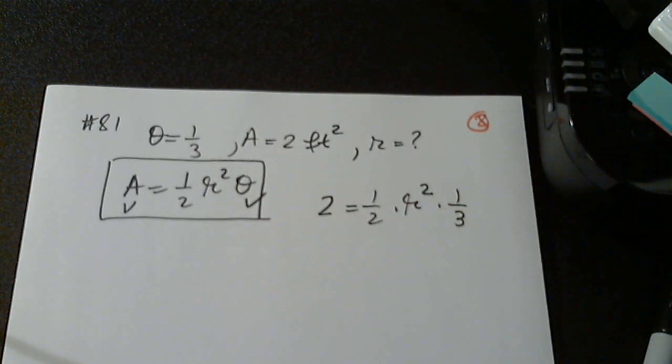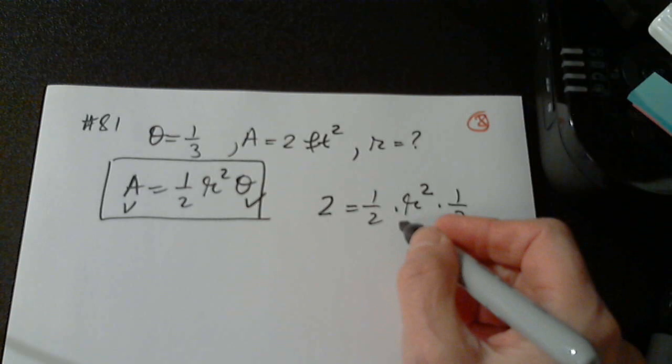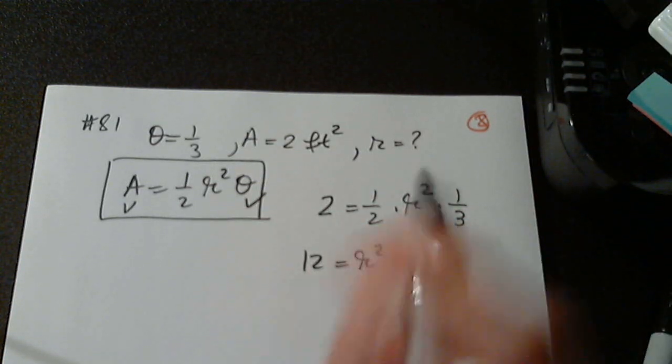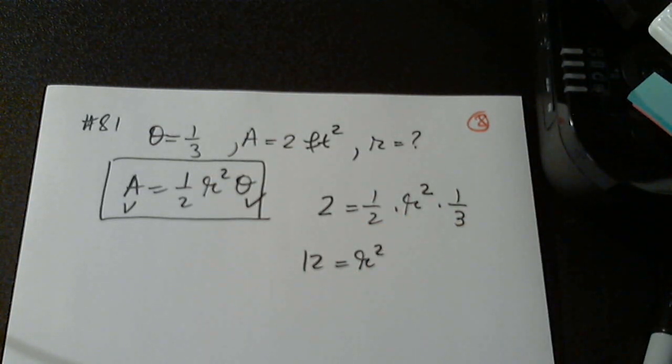So 2 equals 1/2 times r squared times 1/3. What do we do? What will be the first step here towards solving for r? Multiply by 3. Yes, actually by 6. 12 equals r squared. Good.